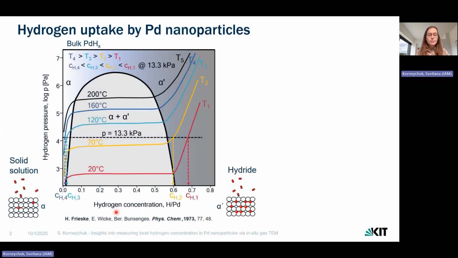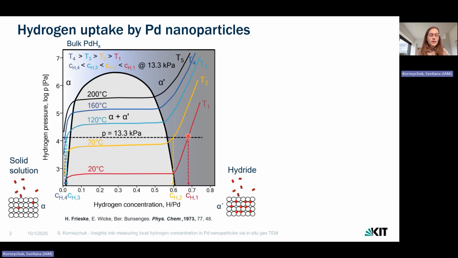So why palladium? Palladium is a very good model system to study hydrogen absorption and desorption in FCC metals. In the temperature range which we are interested in, it has only two phases: a solid solution with very low hydrogen concentration, and palladium hydride with a concentration of more than 60% atomic hydrogen in palladium.